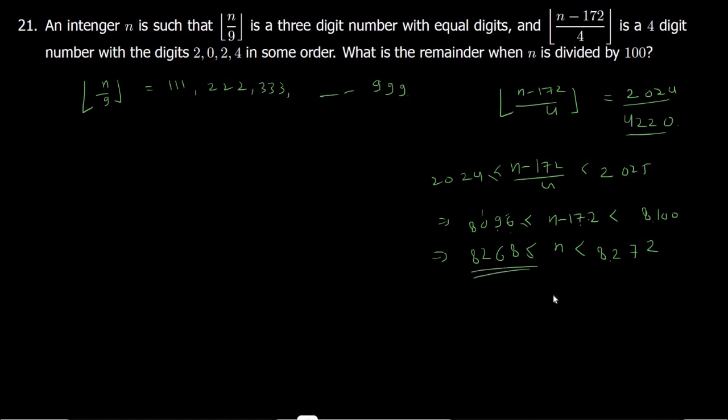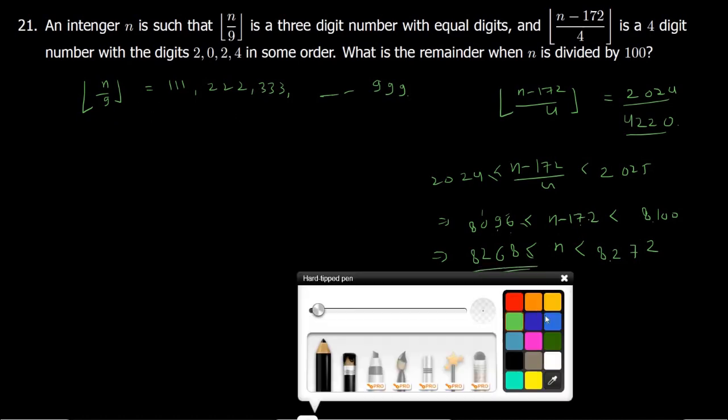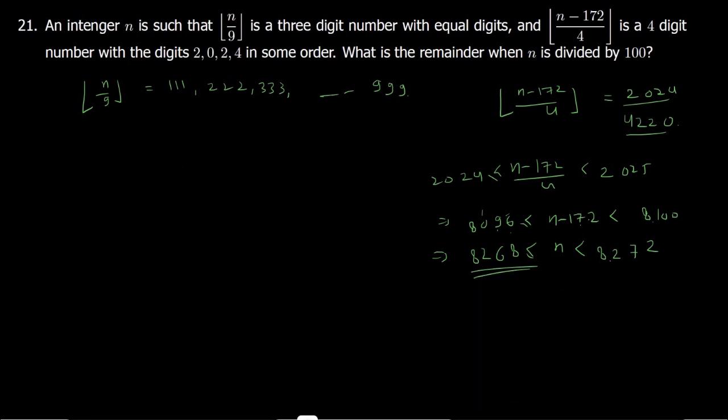Now in which of these cases will n be at least this? If I take n by 9 as 111, then n by 9 will lie from 111 to 112. In this case, n will be significantly less than this. It will lie between 999 and 1008, which is significantly less. So we will have to go to near 888 or 999.